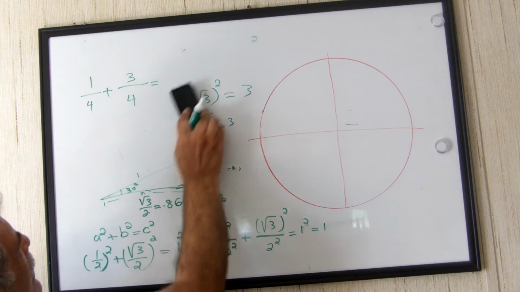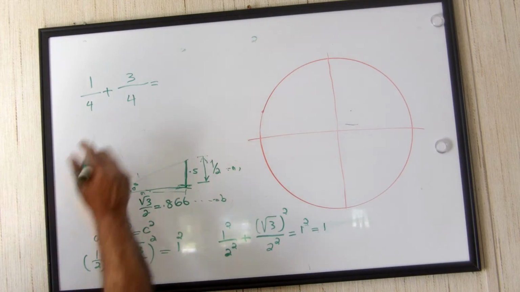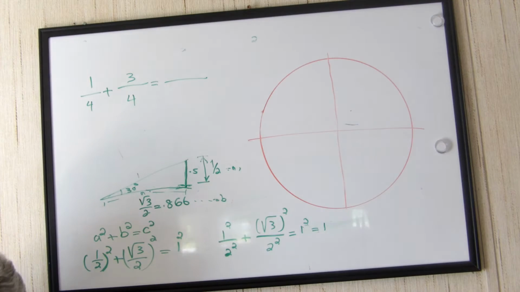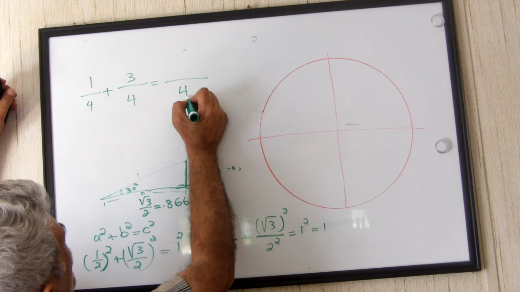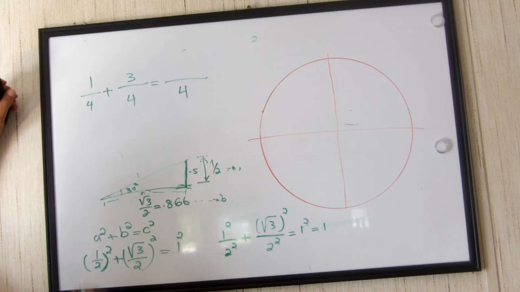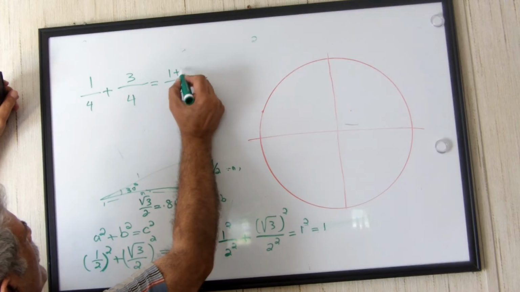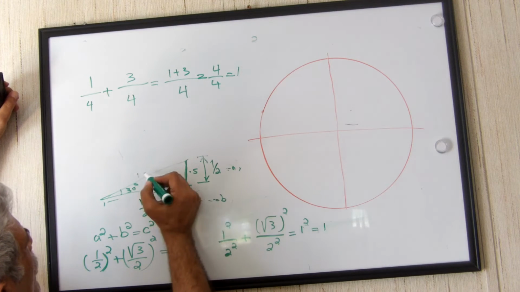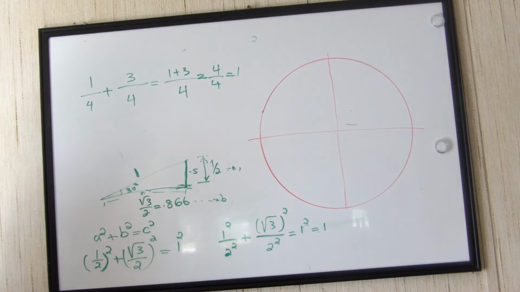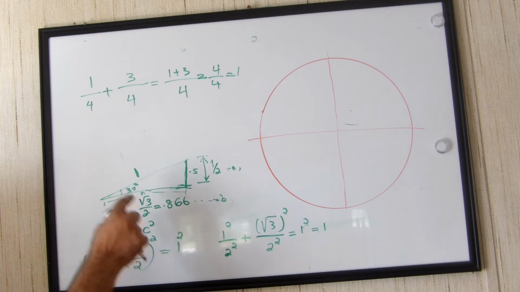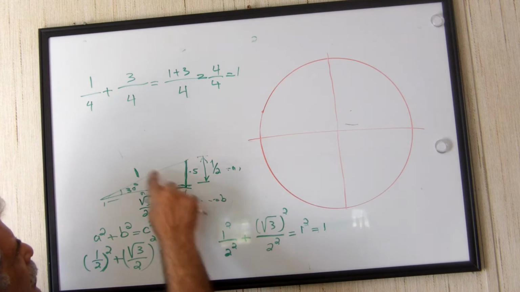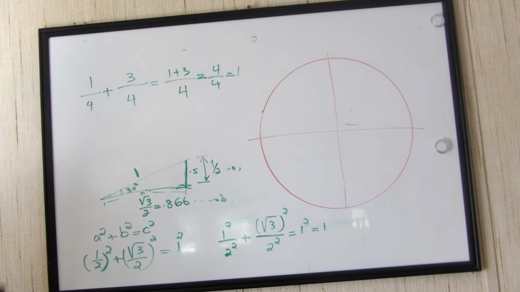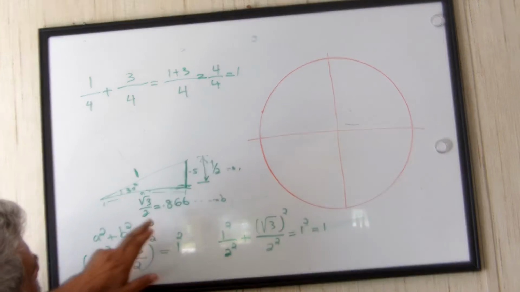Now you see it's easy. We talked about the addition of fractions: we put the common denominator here and then add these together. 1 plus 3 is equal to 4, 4 by 4 is equal to 1. So by the Pythagorean theorem, we squared this one and this one, and it is equal to the square of the hypotenuse. So this is correct.